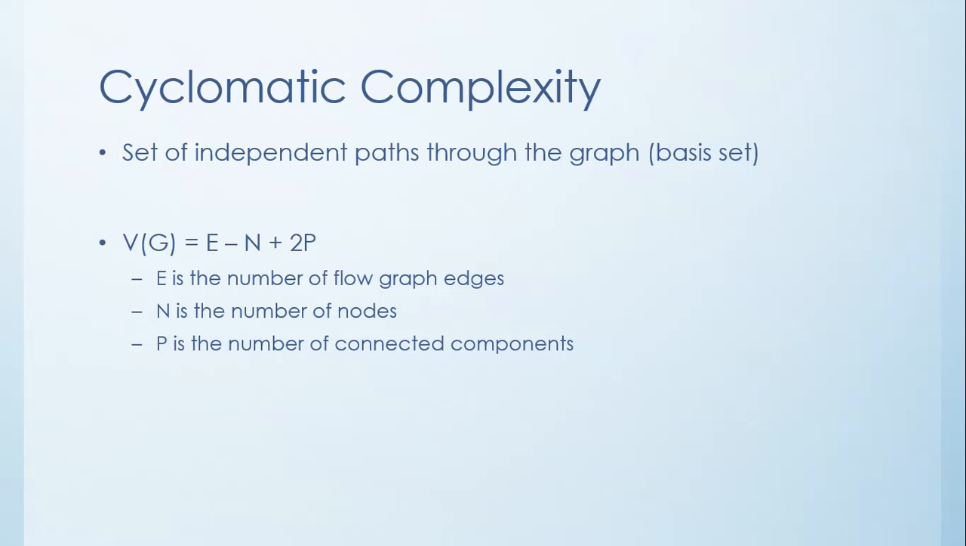N is the number of nodes, that's the number of statement points, and P is the number of what you call the connected components. Now P, for probably all the code I will ever give you in this course, is going to be 1.